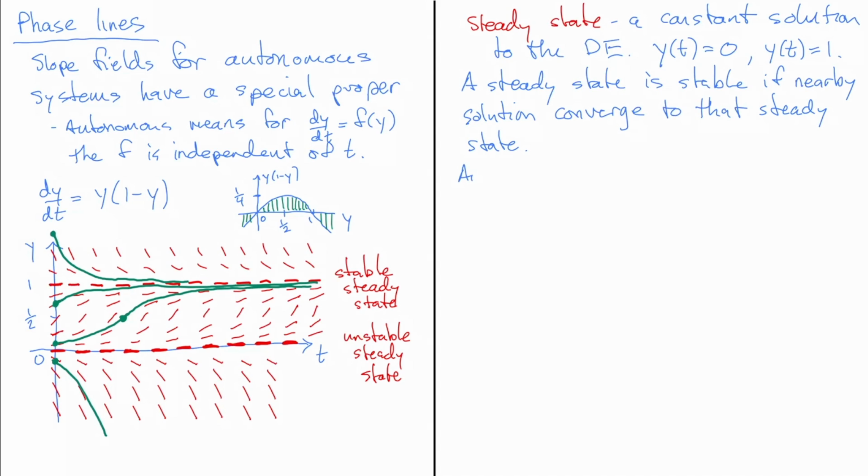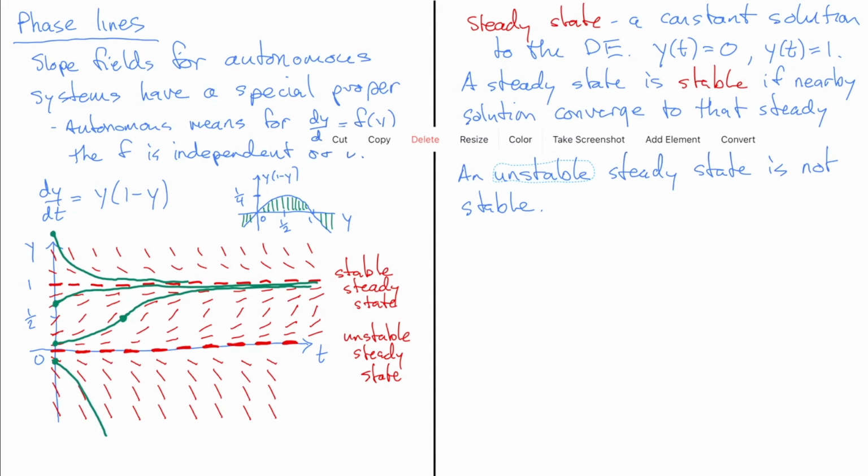An unstable steady state is not stable. And that's the easiest way to define it because there's a few different ways to be unstable. But if there's any nearby solution that leaves, no matter how close it starts to the steady state, it gets further away from it, then we call that steady state unstable. So let me just highlight: a steady state is stable, highlight that in red so we know what the thing we're defining is, and an unstable steady state also in red.